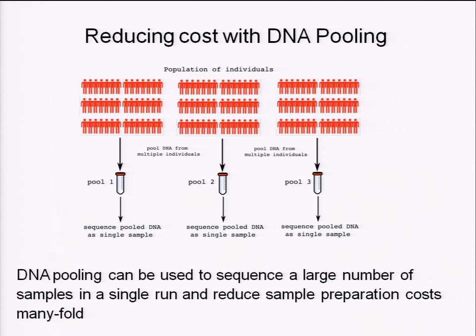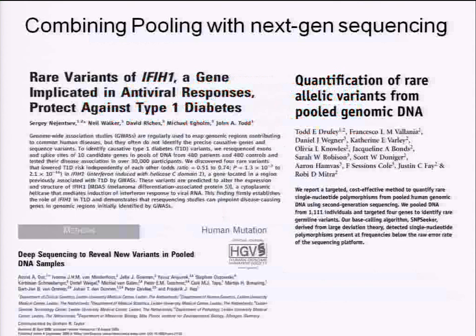You have papers that describe pooled sequencing. Last year, the price of 10 and there are other papers that identify variants.